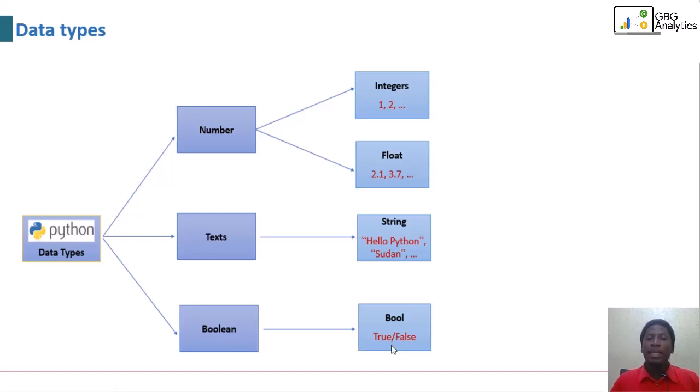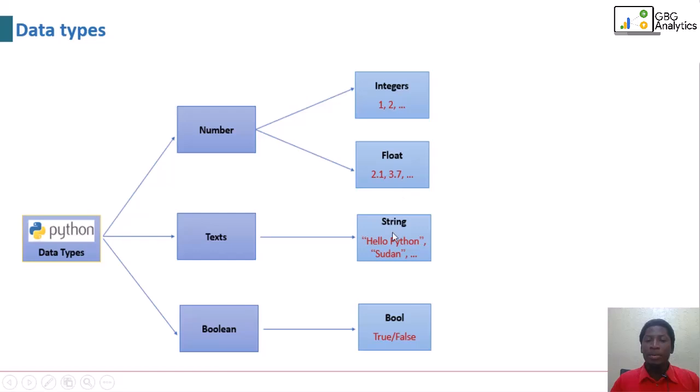We understand that integer is a number without any decimal places, such as 1, 2, 3, -1, 0, and so on. And we also have another data type called float. Float is a number that has decimal places, such as 2.1, 3.7, 4.5, 6.9, and so on.